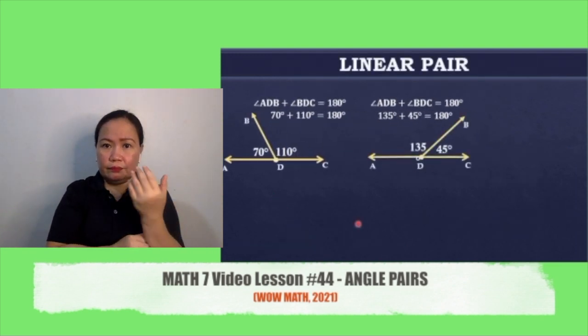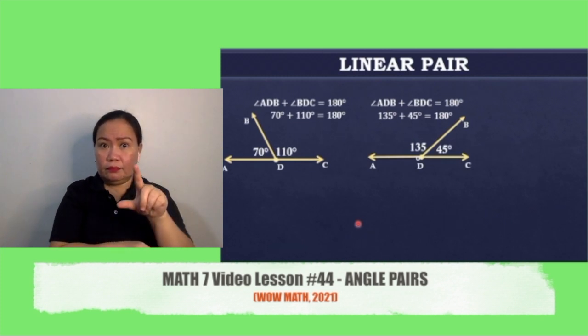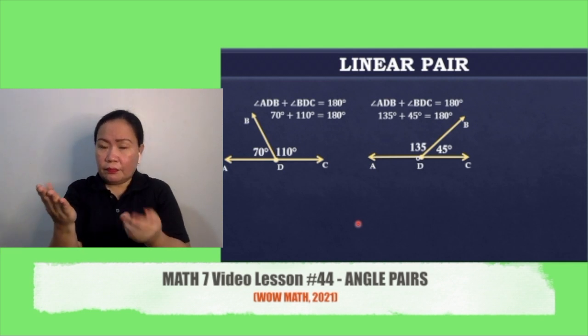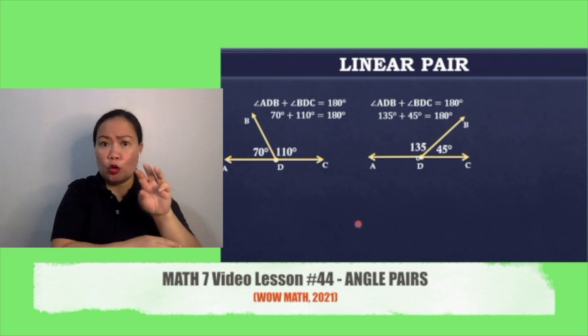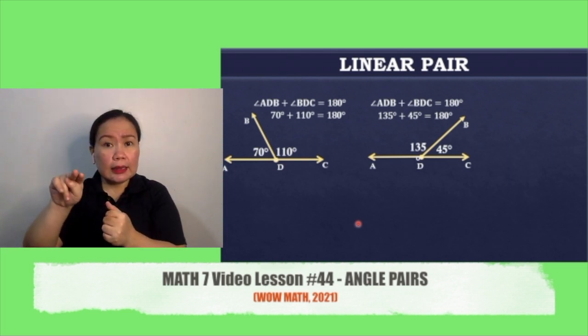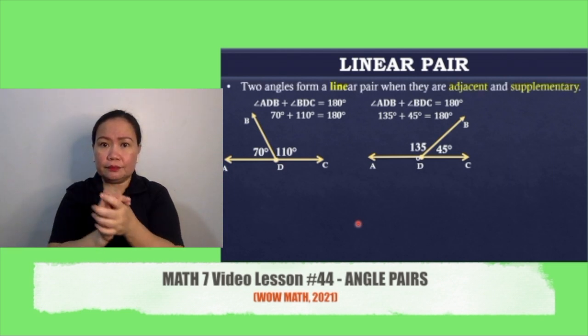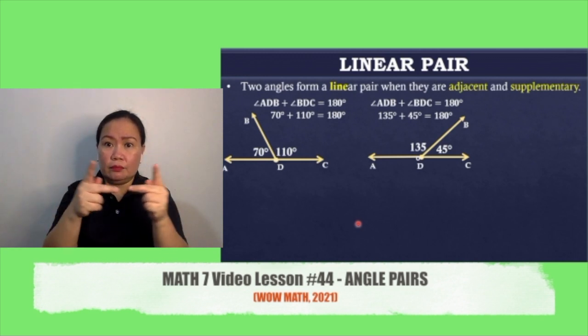Next. Bakit yung ginamit nating example sa supplementary angles ay nandito rin? How are these two related? Anong relationship ng supplementary angle sa linear pair? Kasi yung example ng supplementary angles natin ay ginagamit rin natin dito sa linear pair. Why? Two angles form a linear pair when they are adjacent and supplementary.